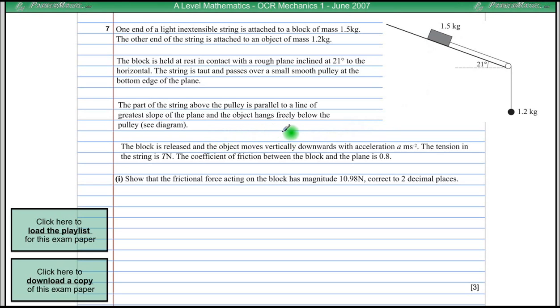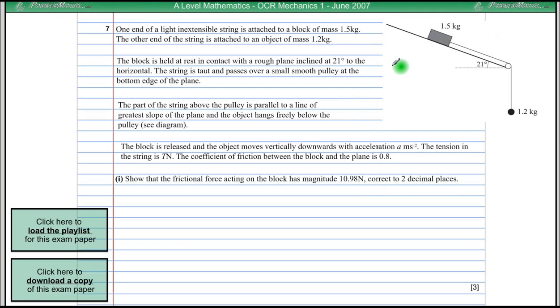The block is released and the object moves vertically downwards with an acceleration a meters per second squared. The tension in the string is T newtons. The coefficient of friction between the block and the plane is 0.8. Part 1 says show that the frictional force acting on the block has magnitude 10.98 newtons, correct to 2 decimal places. Let's add a little bit to this diagram then.